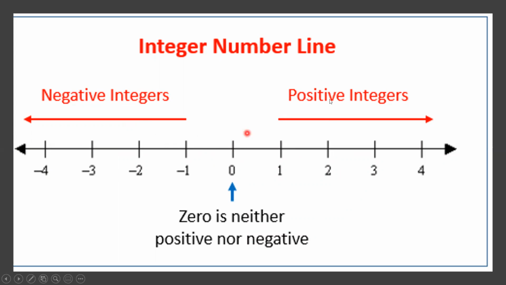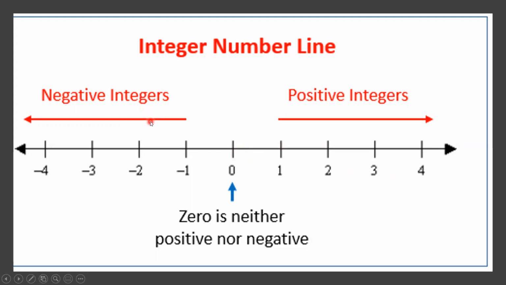The thing about these two, positive and negative numbers, is that as you go far from 0, the positive numbers will increase. As you can see, from 0 you go to 1, then you go to 2 and 3. As you're getting to 4, the numbers are increasing.